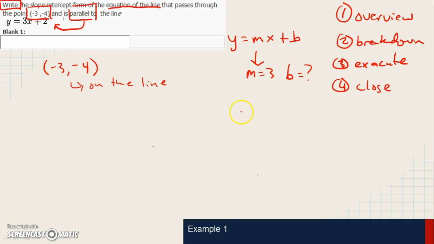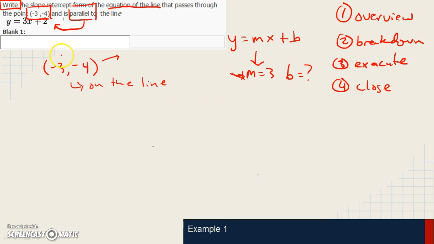If you remember back to when we did tables, and we were given a table with a bunch of coordinate points, and we found the slope, and then it didn't give us the y-intercept, what we did was we took a coordinate point, plugged it in for x and y, and then solved for b. Well, here's our coordinate point, and we've got our slope. So let's use that same exact process in finding our y-intercept for this problem.